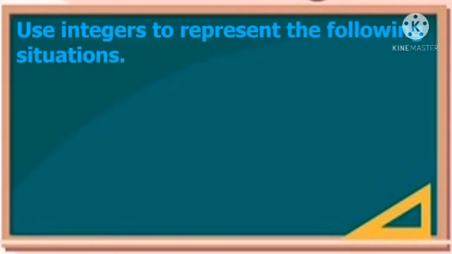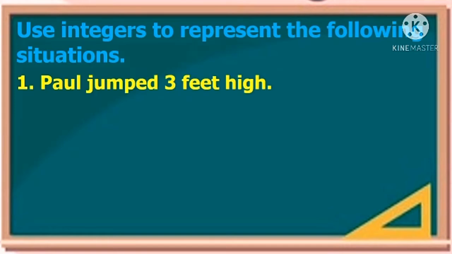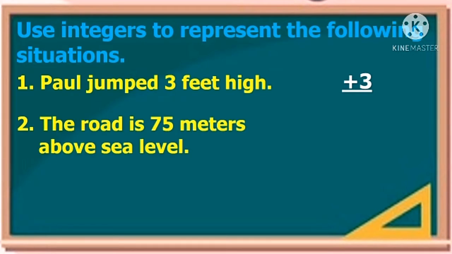Use integers to represent the following situations. Number 1. Paul jumped 3 feet high. If your answer is positive 3, very good, you are correct. Number 2. The road is 75 meters above sea level. If your answer is positive 75, very good, you are correct.